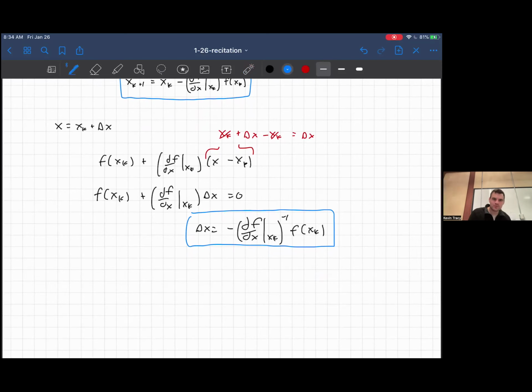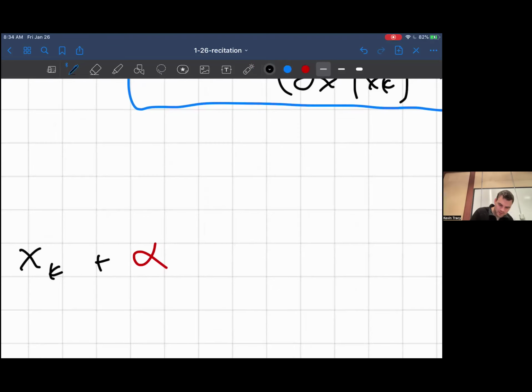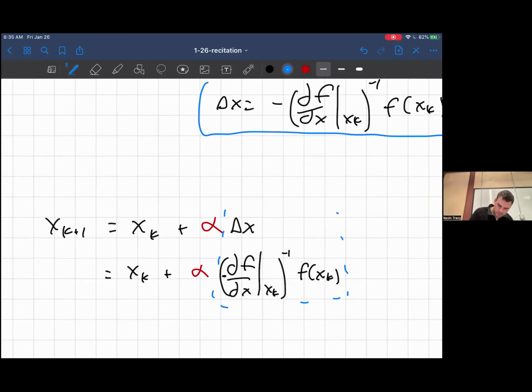So oftentimes what you'll see for an actual implementation of Newton's method, like you will do in homework 1, is what we're really doing: x of k plus 1 equals xk plus alpha, and then do the Newton step here. And we call this the Newton step.